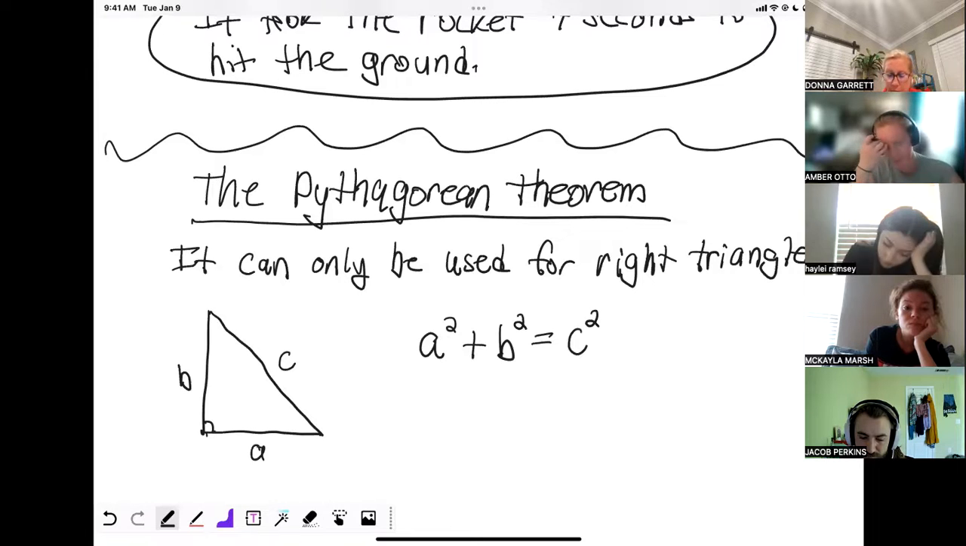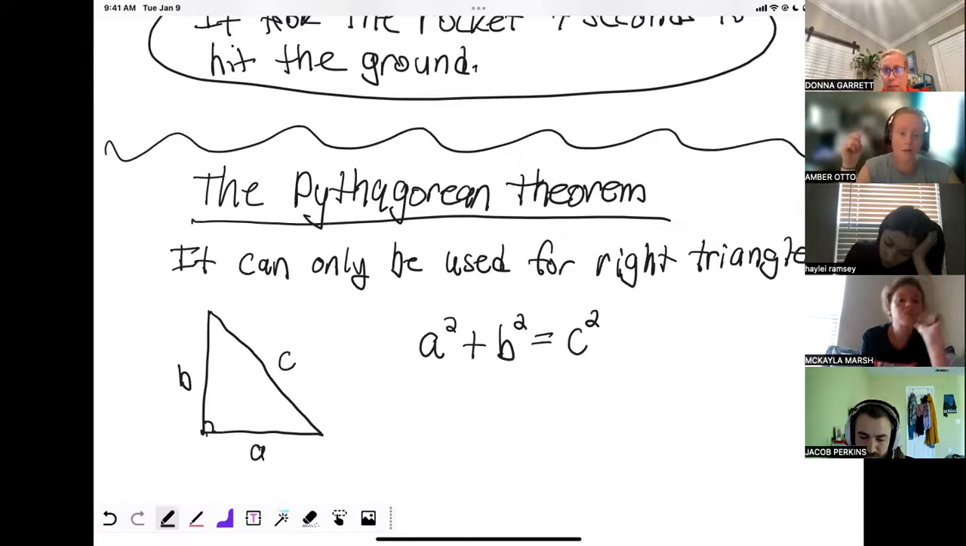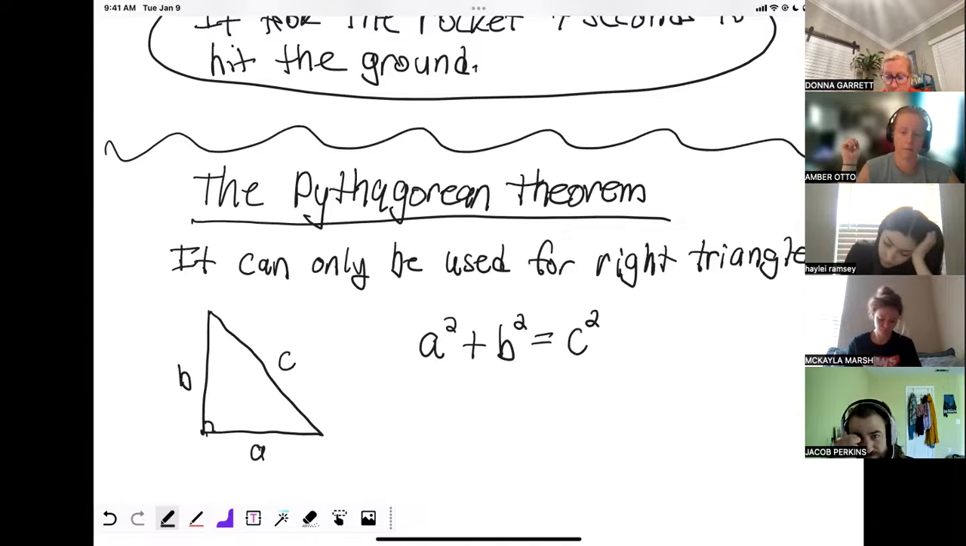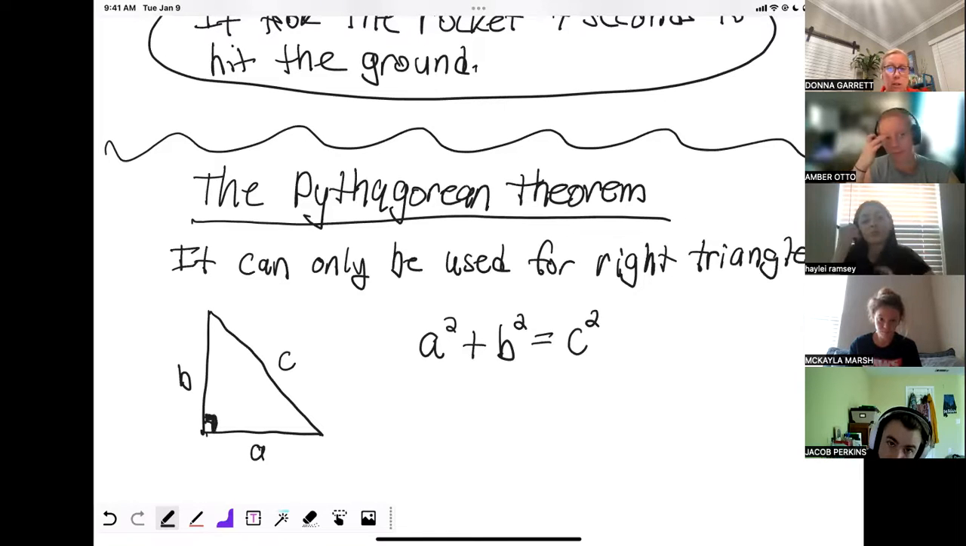If I take the two legs of my right triangle and I square them and add them together, it'll be equal to the square of my hypotenuse. And the hypotenuse is the longest side of your triangle and it's opposite the right angle. That's your hypotenuse.